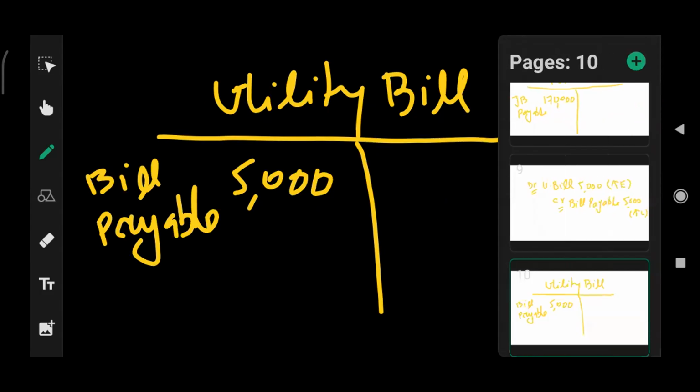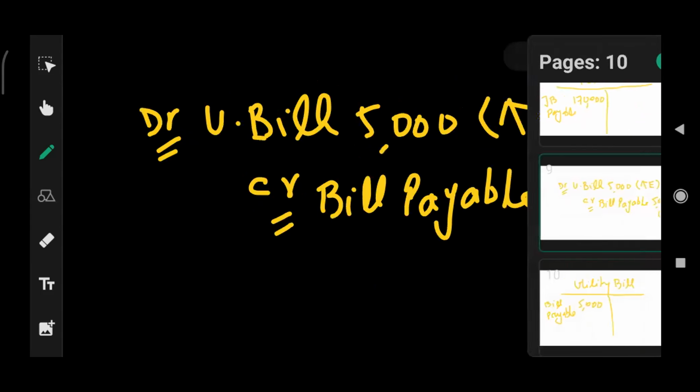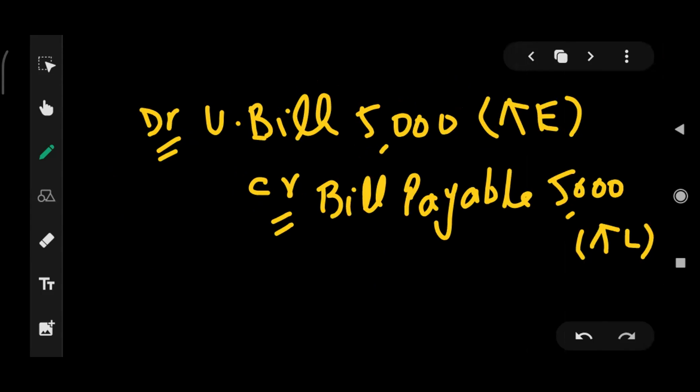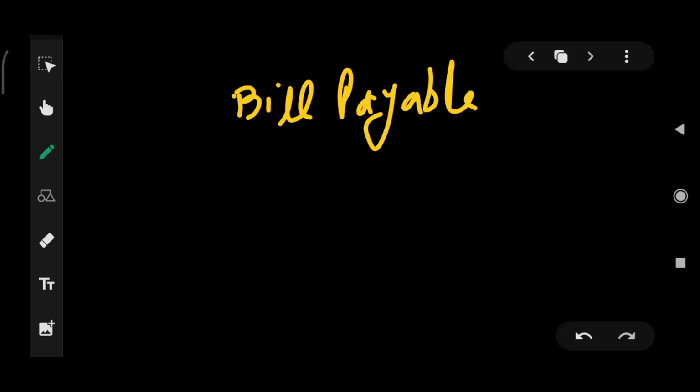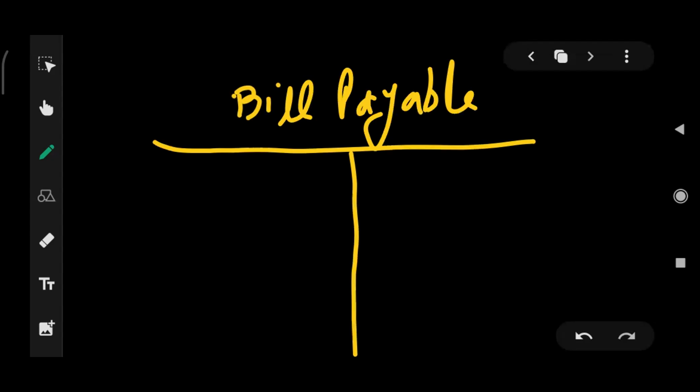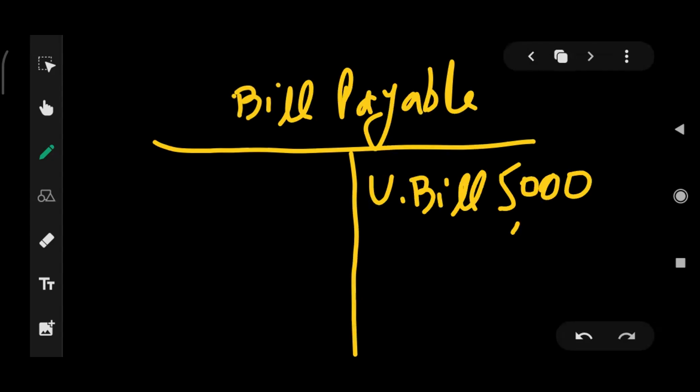And then the next corresponding credit entry is credit bill payable 5,000. So I will open an account of bill payable. It's a liability account. As it's being credited with 5,000, I will record 5,000 on the credit side, and its debit is utility bill. So I will write utility bill with it, showing that 5,000 is my liability, and the reason for this liability is an expense named utility bill.